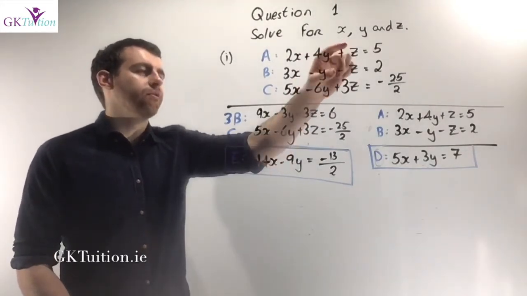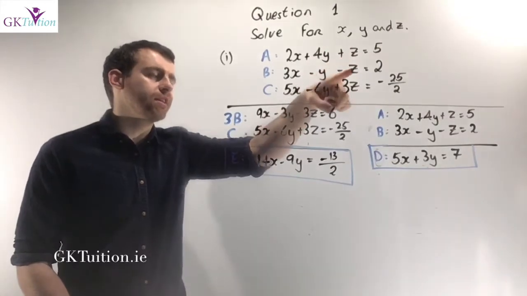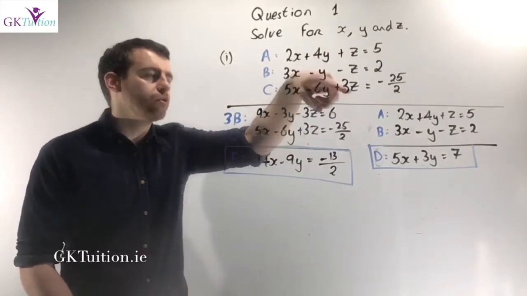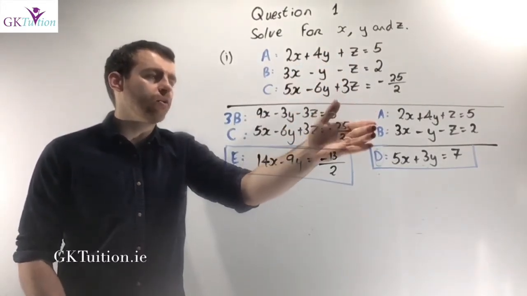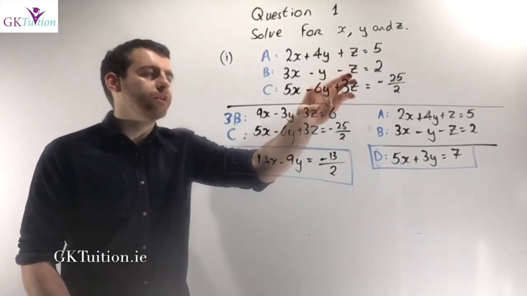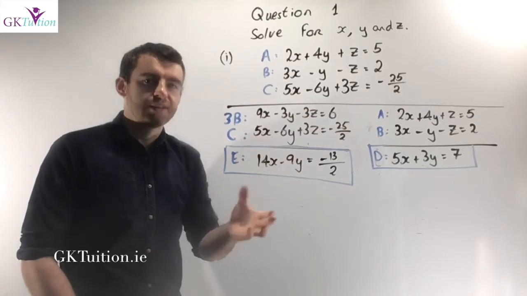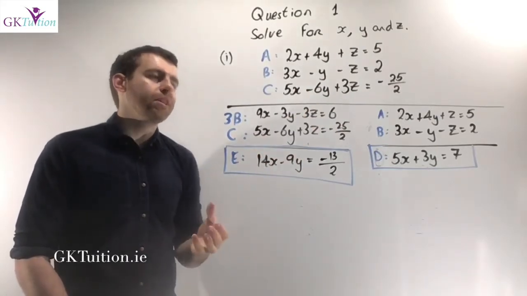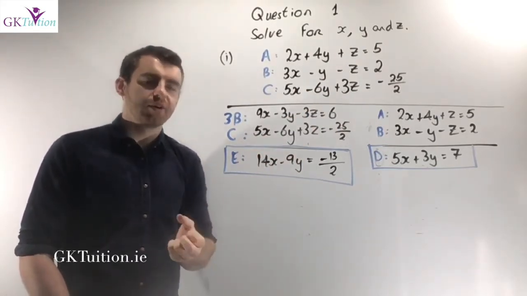because in the first equation I have a plus 1z, and in the second one I have a minus 1z. So straight away, if I take equation A and equation B, the z's will cancel. And since these are both 1z's, I can easily turn them into a 3z if needs be. So probably the easiest letter to eliminate there was your z's.